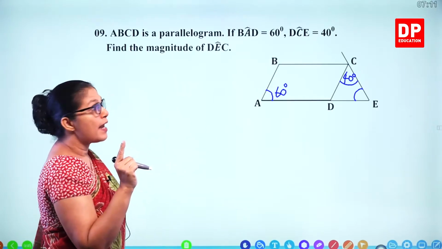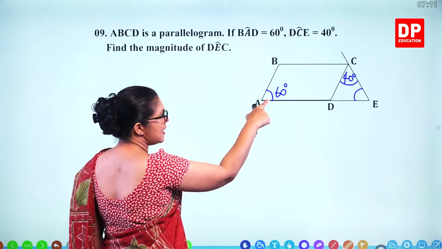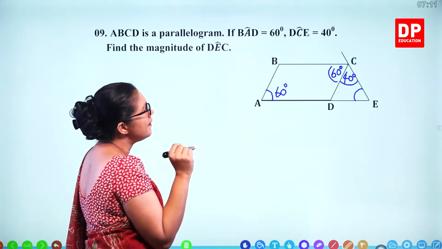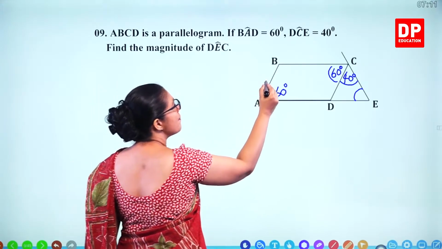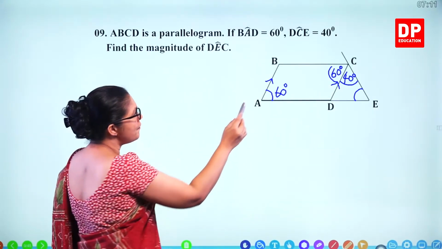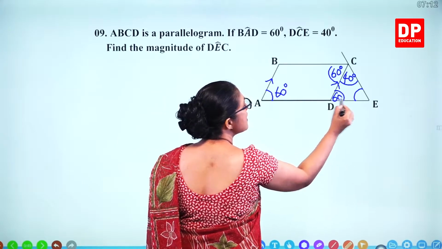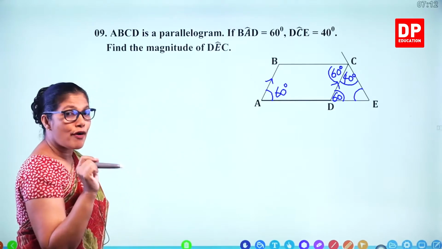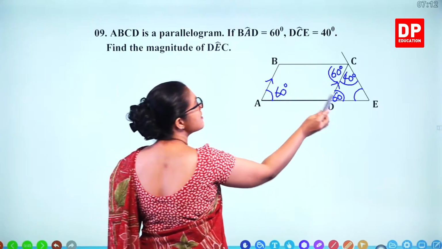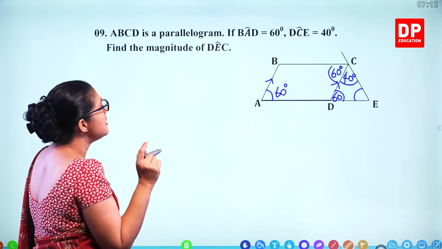What do you know about parallelograms? Opposite angles are equal. If this is 60, this is 60. Then what do you know about a parallelogram? Opposite sides are parallel. If this is 60, what is this one? That's also 60. What are these angles? Corresponding angles. If the two lines are parallel, corresponding angles are equal. Now easily you can find out the angle DEC.